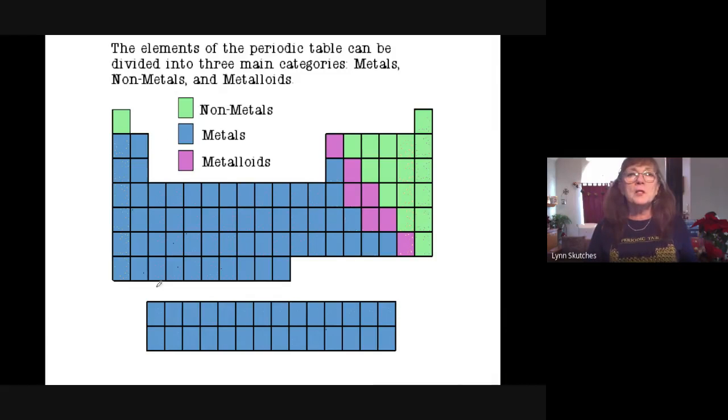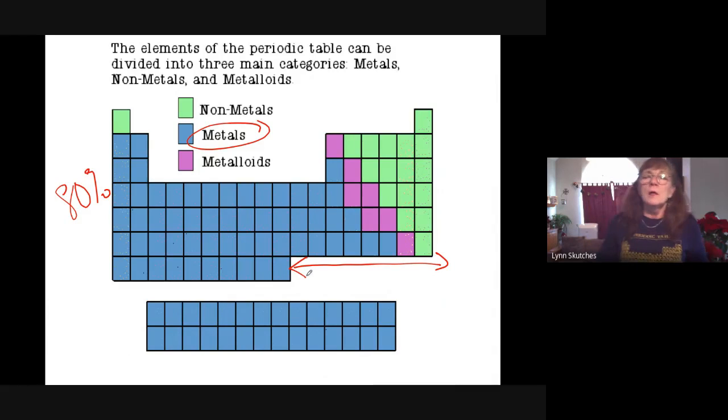So you'll look on this periodic table. This is on your note sheet as well. The blue region is the region for the metals, and about 80% of all the elements. It includes even the synthetic elements. They're very large. The 80% of the elements on our periodic table are metals.